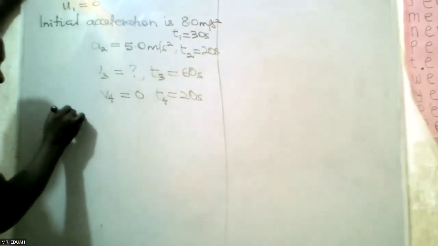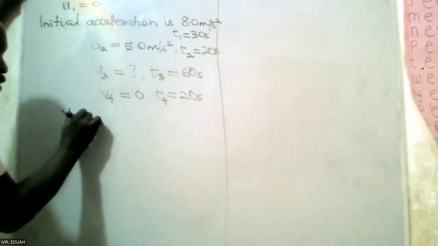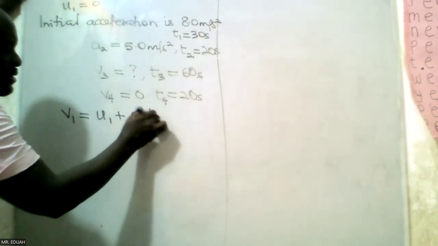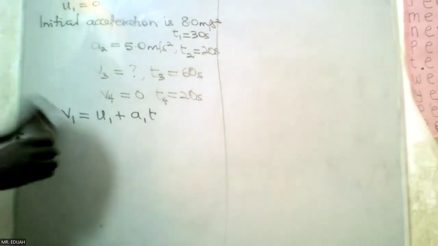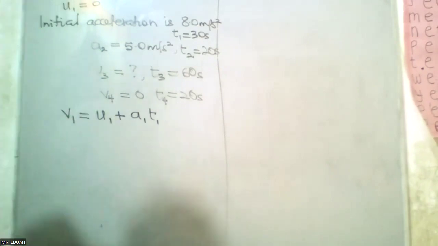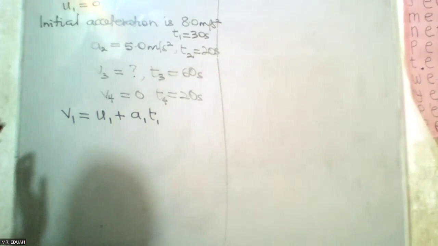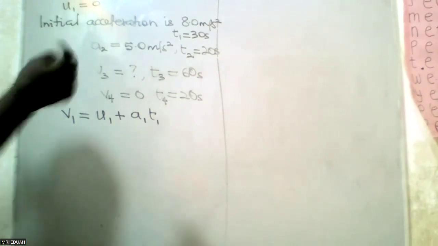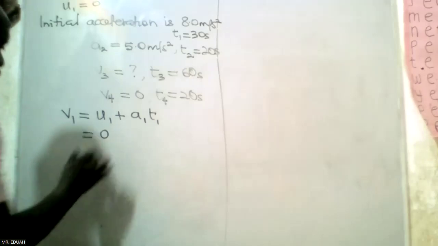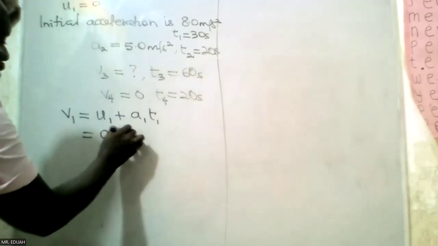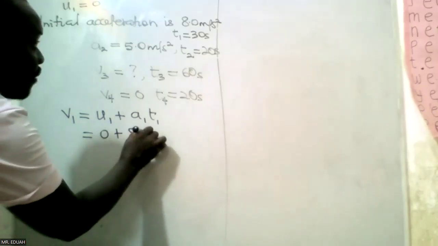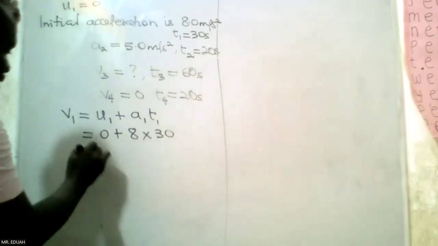So V1 would be equal to U1 plus A1T. I'm using 1, 2, 3 to denote the first part of the motion, second part, third part, and then the fourth part. So V1 will be equal to, the body starts from rest so U is 0, plus acceleration of 8 meters per second squared for 30 seconds.